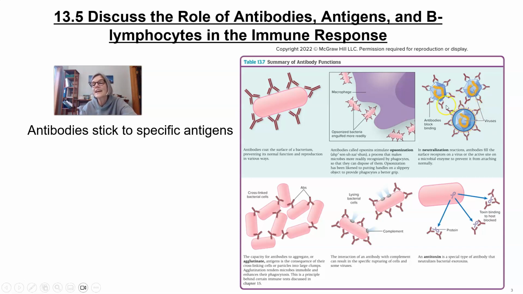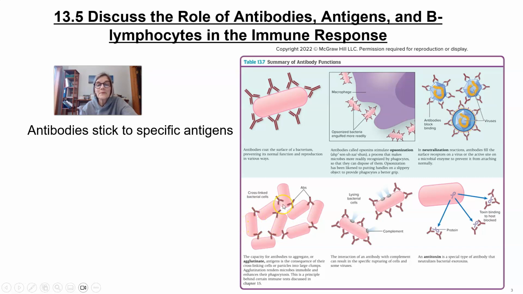So if you stick antibodies all over the surface, the virus can't attach to the host cell. Here's another example of what antibodies can do. They can cause many antigens or many bacterial cells to clump together. So now that they're clumped together, here's one antibody sticking to two different antigens on two different cells.